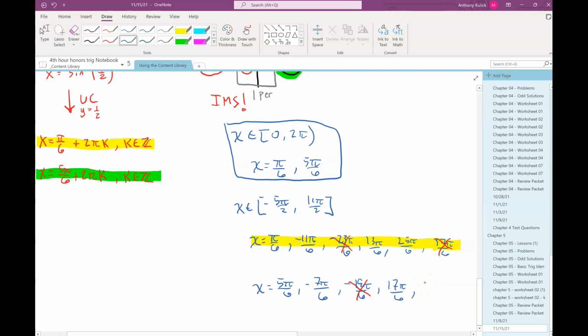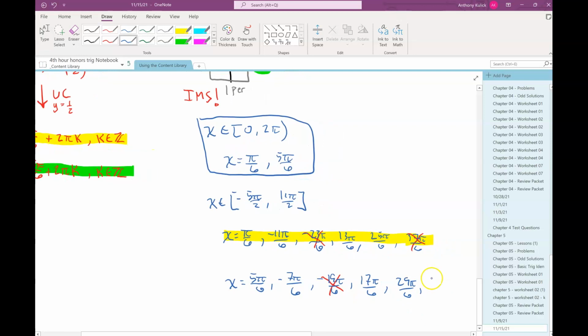Add 2 pi again. That's 29 pi over 6. That's a little less than 5 pi. Still okay, right? Still less than 5.5. But if I add another 2 pi, that's a little bit less than 7 pi. That's too big. So these 4 are my solutions from the 5 pi over 6 plus 2 pi k.